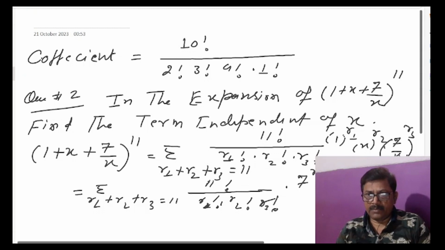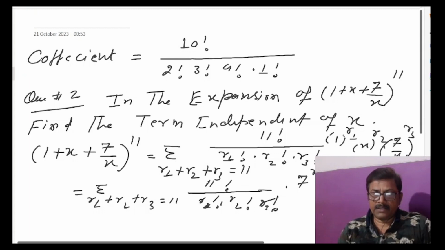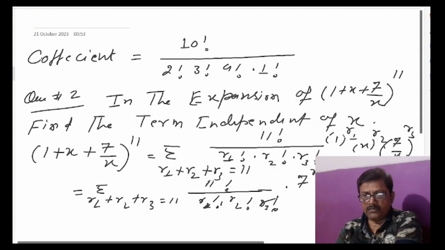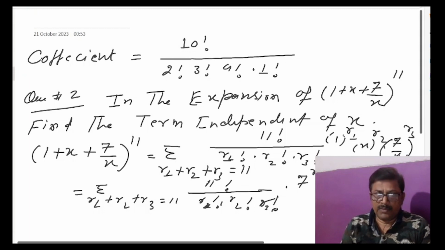Okay. 7 to the power R3, x to the power R2 minus R3. Now what we want? Term independent of x. We don't want x, so the power of x should be 0. x to the power 0 will be 1, so there will be no x. So we will put the power equal to 0. Clear?